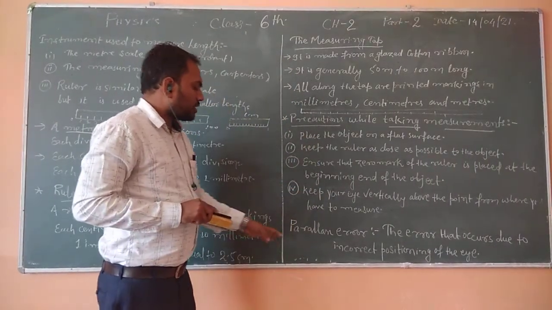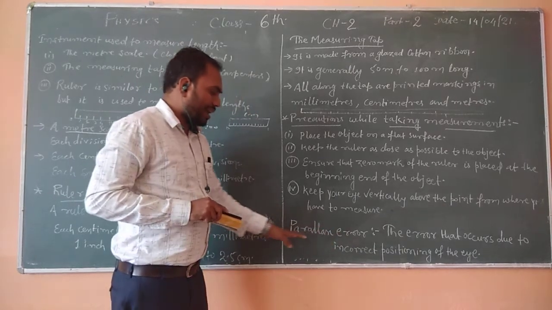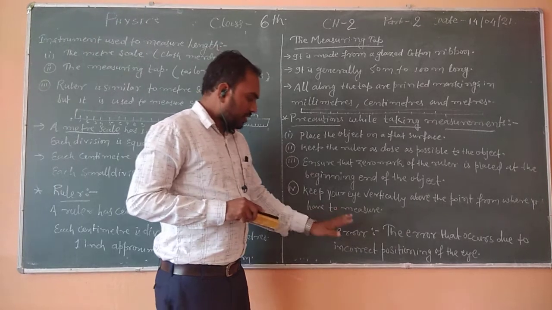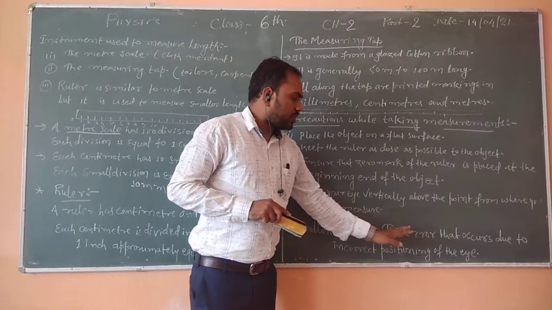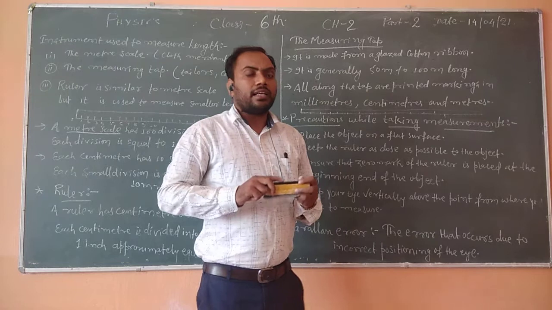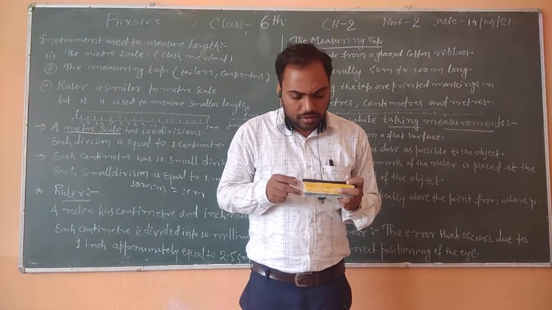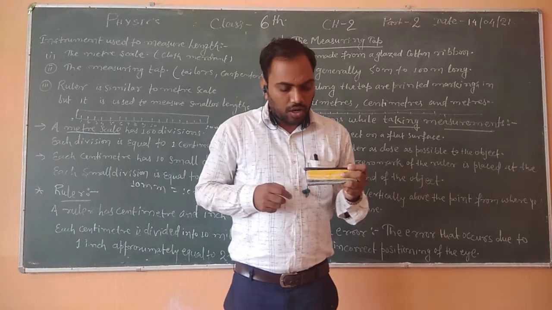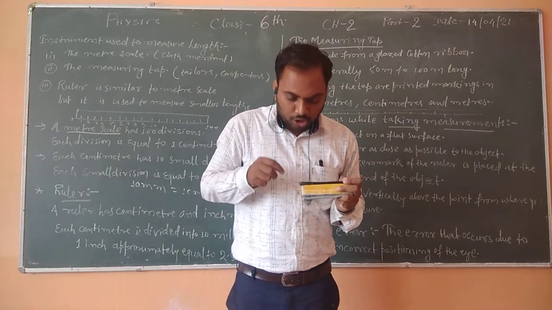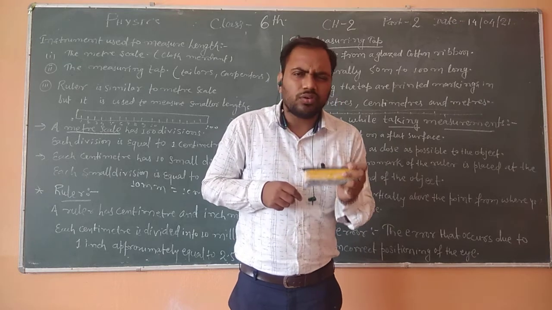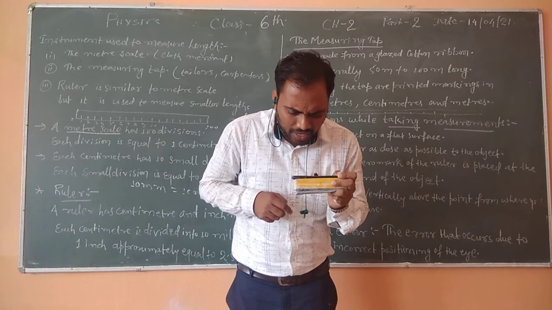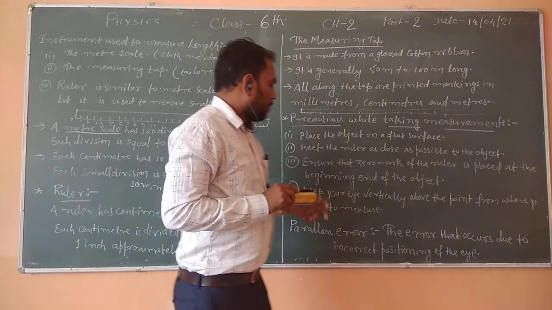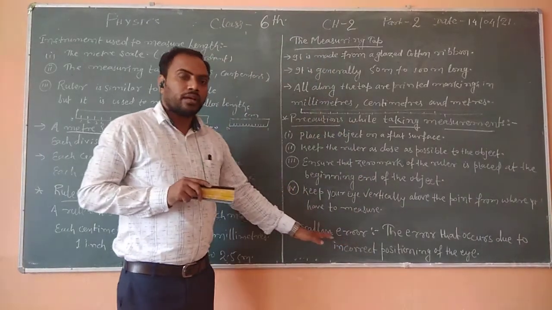That error is called parallax error. Parallax error is the error that occurs due to incorrect positioning of the eye. Basically, you have to read the mark, or see the mark, from the top by closing one eye, which will reduce the parallax error.